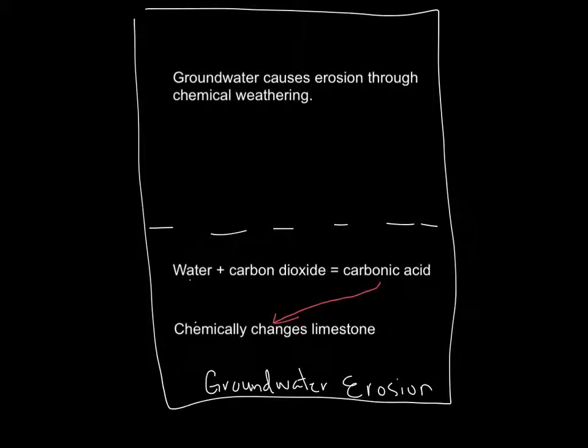So that carbonic acid is going to chemically change the limestone. And so groundwater is actually eroding the land where you can't even see it. And so if you go to a cavern, you'll be able to see how the groundwater is still shaping the ground underneath. So we'll move to the next and last flap.